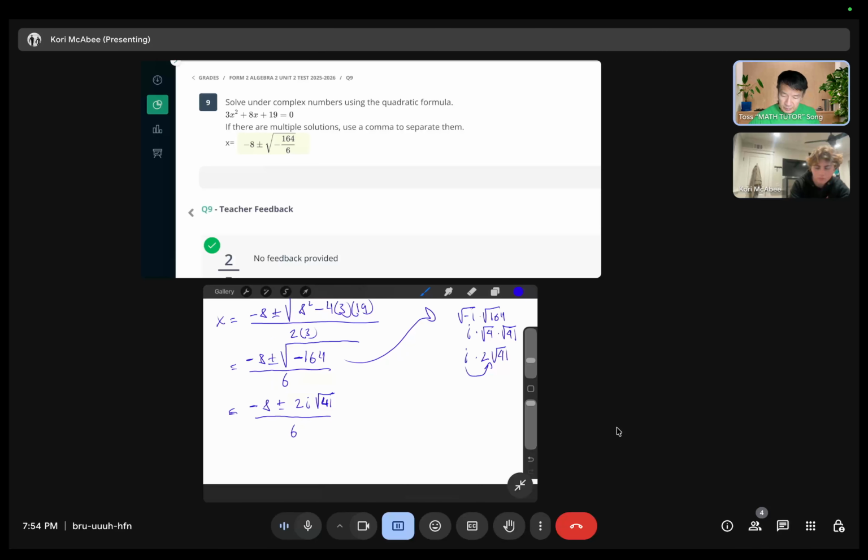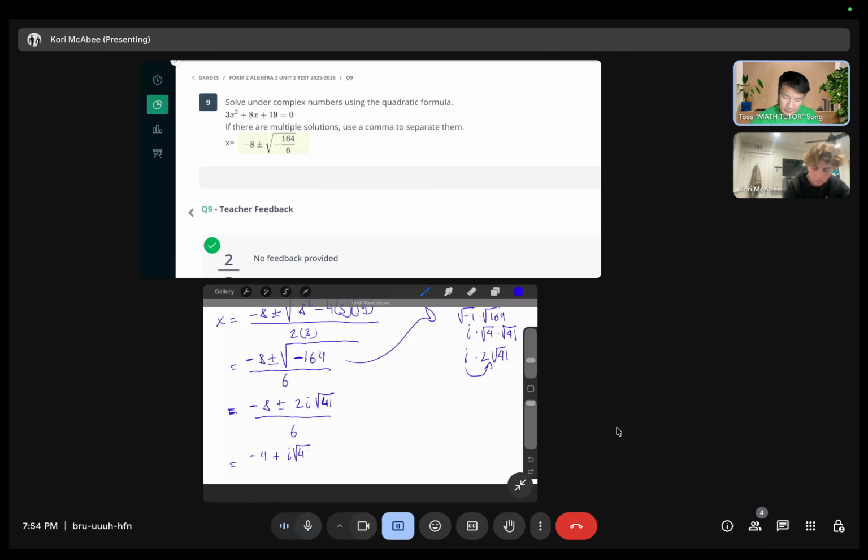Now, the shortcut from here, you can do so many different ways. What number can divide all 3? 2. So I'm going to do this in one shot. 2 can go into negative 8 4 times. 2 can go into 2 1 time, so I'm not going to write the 1. 2 can go into 6 3 times.